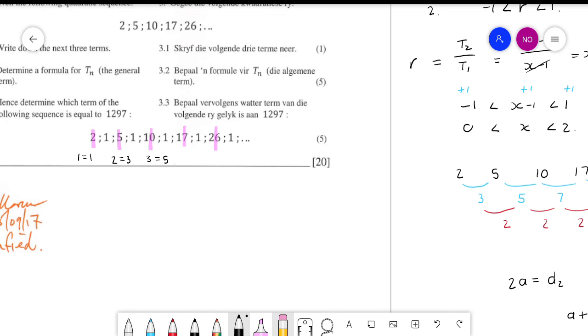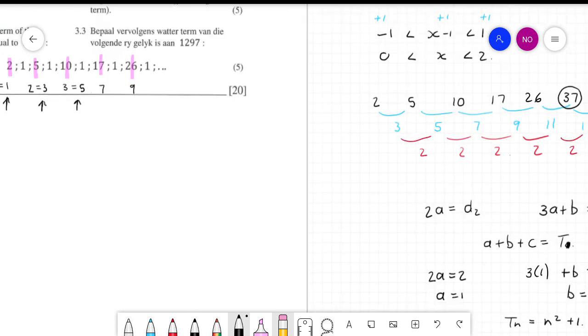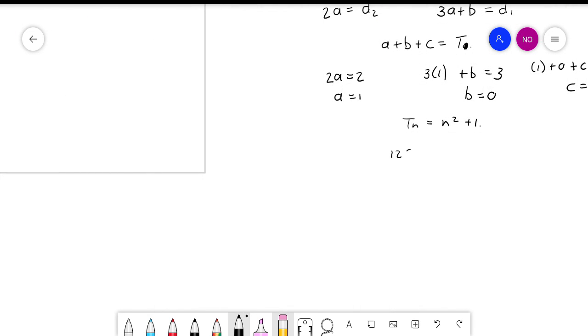Nee man, kan dit is nie so erg nie. Sien julle ons is heeltyd op die ongelyke getalle. Nee? En dan is ons op die 7de een en dan is ons op die 9de een. Julle alright? Okay. Good. So you just substitute, ignore the ones and just do 1297 is equal to n squared plus 1 and you solve for that.